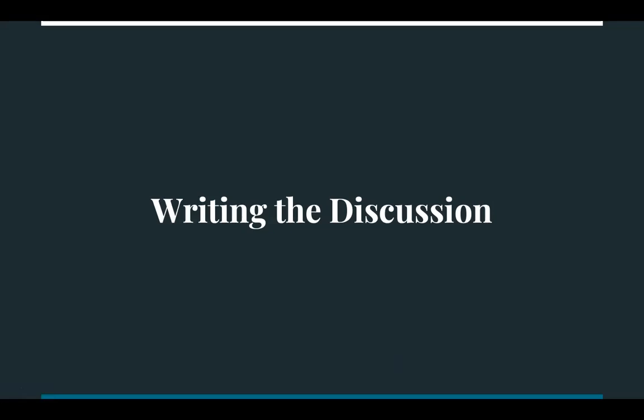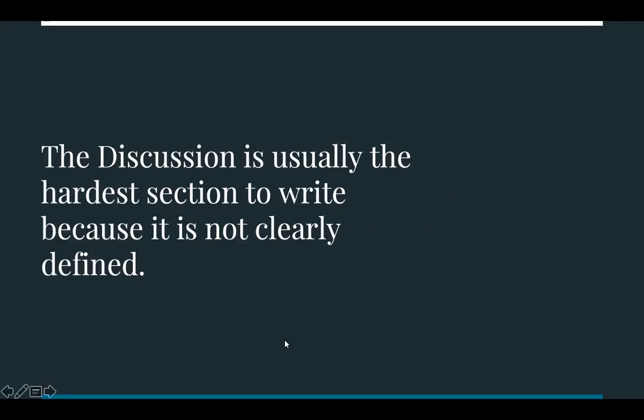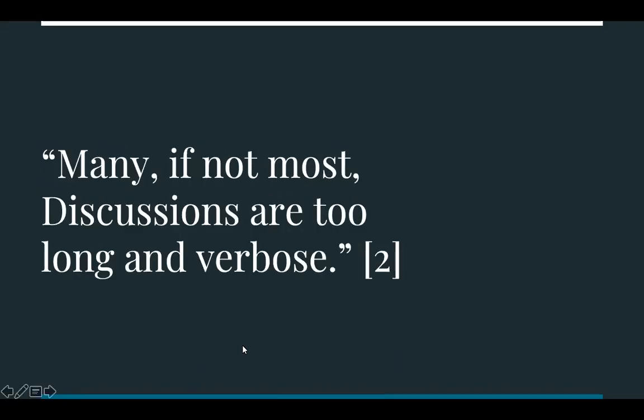So the last, I think this is the last section. I think maybe I talk about the abstract later, but the discussion is usually in my field separated from the results, but as I mentioned, some fields will have them together. And in your discussion, you want to basically put what you've observed within what other people have done, right? And it can be the hardest to write because the guidelines are not always clear. Sometimes you end up with discussions that are too long.